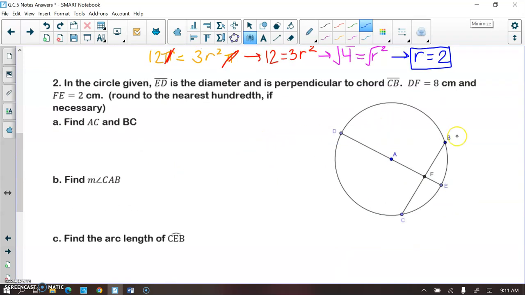All right, the next one, I have ED being the diameter, and it's perpendicular to chord CB. So what that means, if we know that the radius or diameter is perpendicular to a chord, then that chord is bisected. DF is length 8, and FE is length 2. That covers the whole span of the diameter. So the diameter is 10, which means the radius is half of that, which is 5. So DA is 5 and AE is 5.